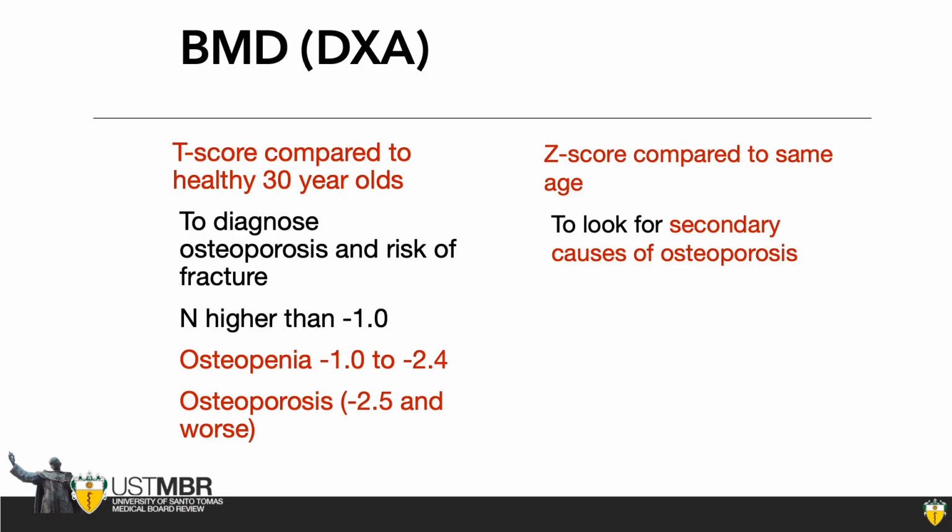Z, okay, the T, remember, is true. Z is for secondary osteoporosis. This is comparing your bone density to the same age, okay? So if your bones are unusually thin compared to people of the same age standard, then you must have some form of secondary cause of osteoporosis, like hyperthyroidism or hyperparathyroidism.